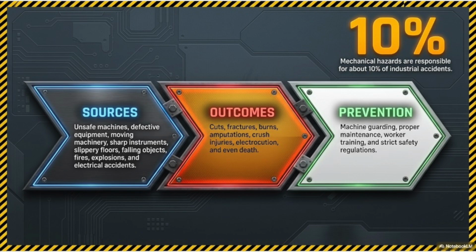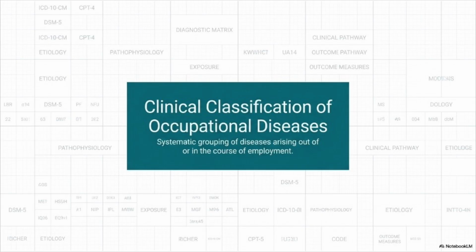These hazards arise from moving machinery, defective equipment, unguarded machines, sharp tools, falling objects, slippery floors, fire, explosions, and electrical accidents. Workers may sustain cuts, fractures, burns, crush injuries, amputations, eye injuries, electrocution, and even death. Most occupational accidents are preventable through machine guarding, regular maintenance, worker training, good housekeeping, and strict adherence to safety regulations. Ergonomic hazards develop when the workplace is poorly designed.